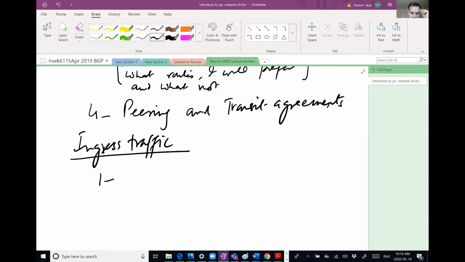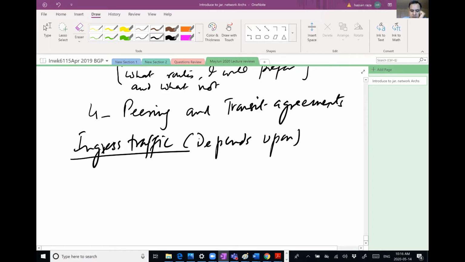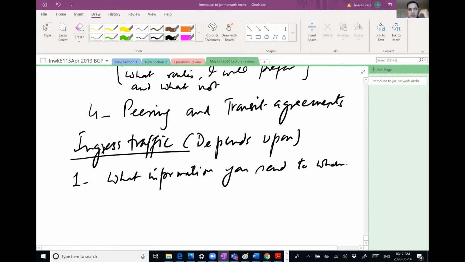of course, receiving would be simple. So what I should talk about is what ingress traffic depends upon. Right, so what does it depend upon? It depends upon, for example, what information you send, for example, to whom. If I'm not sending out information to my neighbors, how would they come to me? So I will not receive any ingress traffic unless I have sent egress traffic.